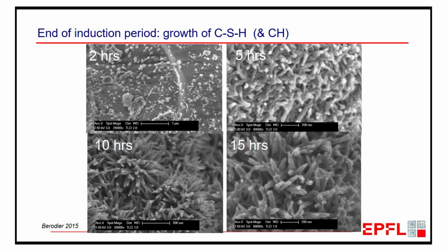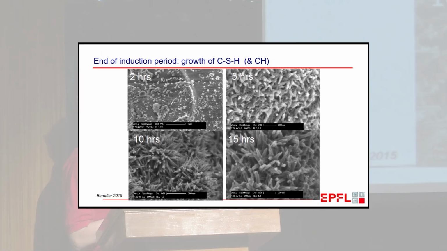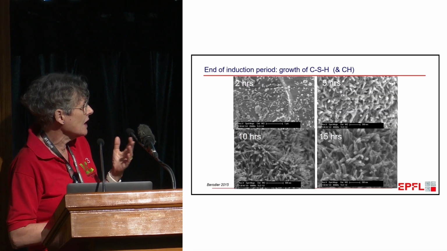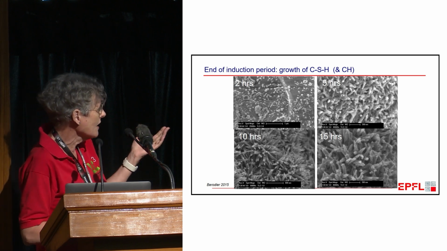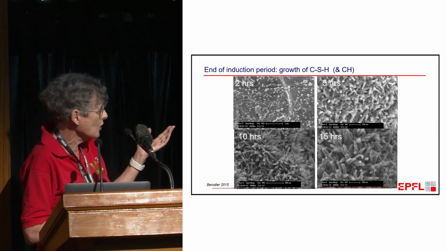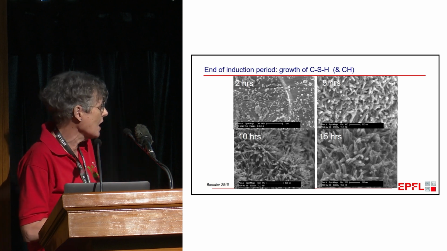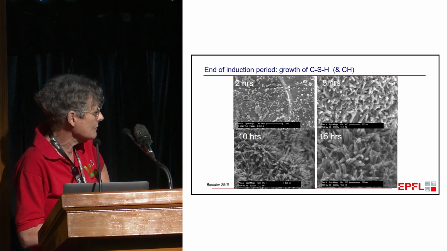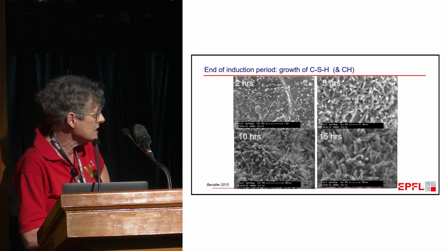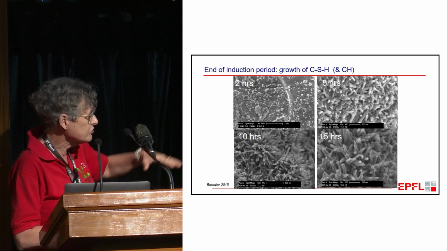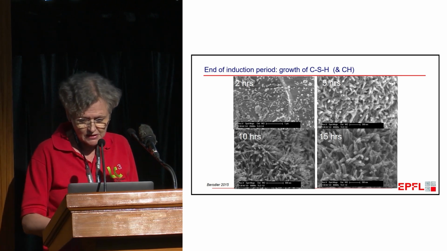This is the period when we get the main growth of this CSH, this calcium silicate hydrate phase. And this calcium silicate hydrate phase has this rather interesting morphology. It's often been described as like a sea urchin or something like that. You see, we have these kind of needles that grow out from the surface.